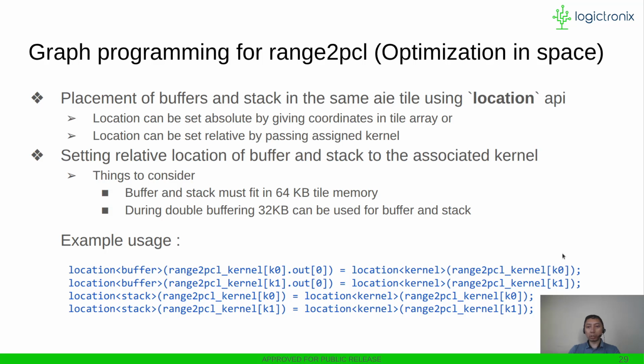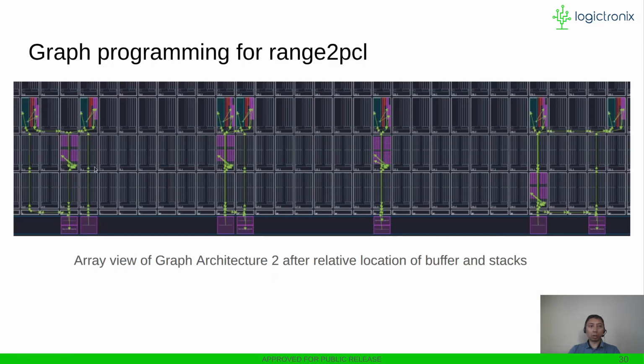After using this location API, if you view the array view of the compiled graph, you will see that the buffers and stacks are located in the same location where the AI kernel computation is going on, where the AI computation processor is running. So in this way, our previous 10 buffer utilization has dropped down to 7, decreasing the tile utilization.